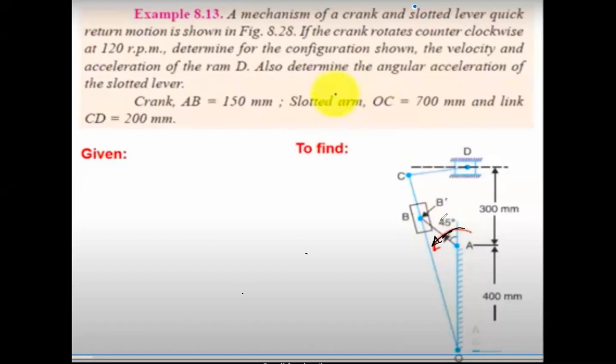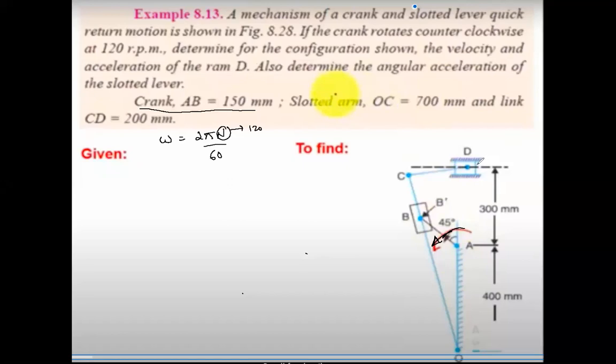The crank is AB, right? So the crank is AB and it rotates counterclockwise with an RPM of 120, right? I hope that all of you know how to convert RPM into angular velocity, which is 2 pi n by 60, and here the n value is 120, right? And now determine, for the configuration shown, the velocity and acceleration of the ram D.